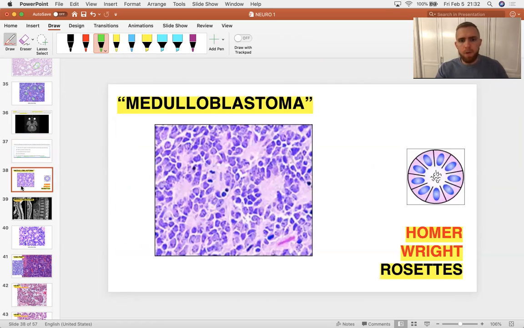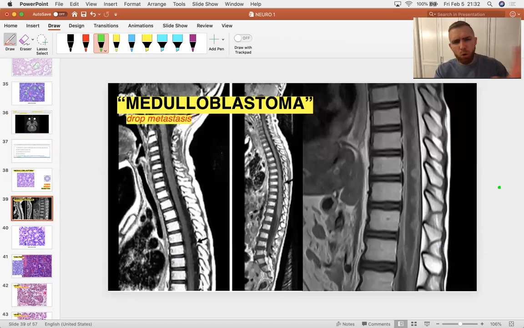Okay. Another look at them here. You've seen that before. Spinal cord, just a reminder, this likes to drop metastasize. So you see a drop metastasis, medulloblastoma until proven otherwise, because it's most common.